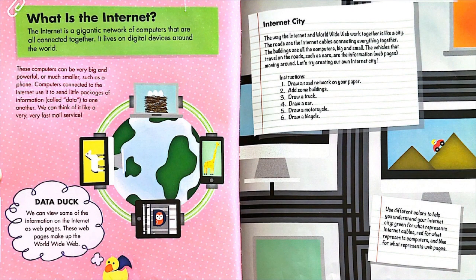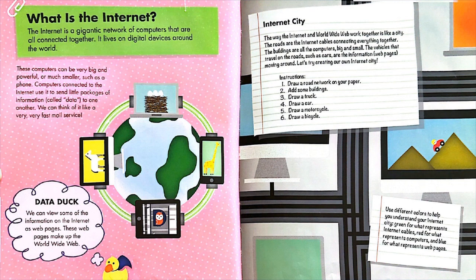What is the internet? The internet is a gigantic network of computers that are all connected together. It lives on digital devices around the world. These computers can be very big and powerful, or much smaller, such as a phone. Computers connected to the internet use it to send little packages of information called data to one another. We can think of it like a very fast mail service. DataDuck. We can view some of the information on the internet as web pages.